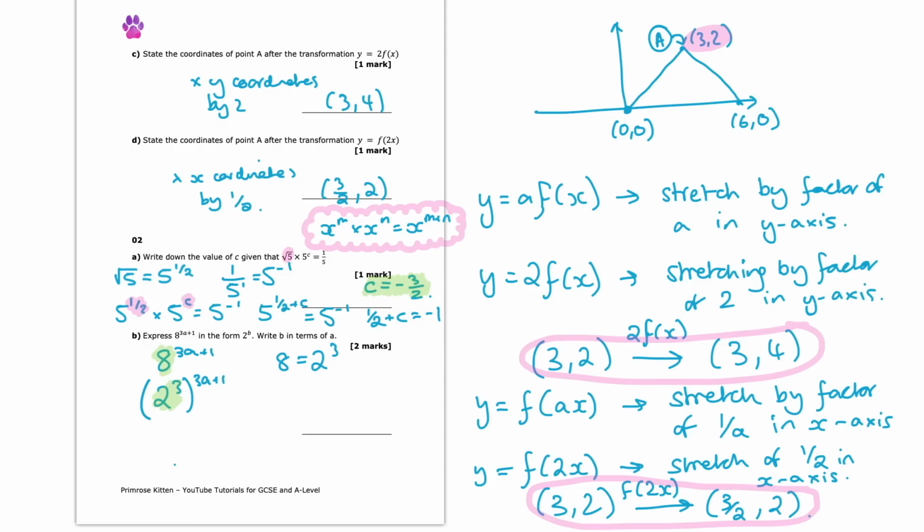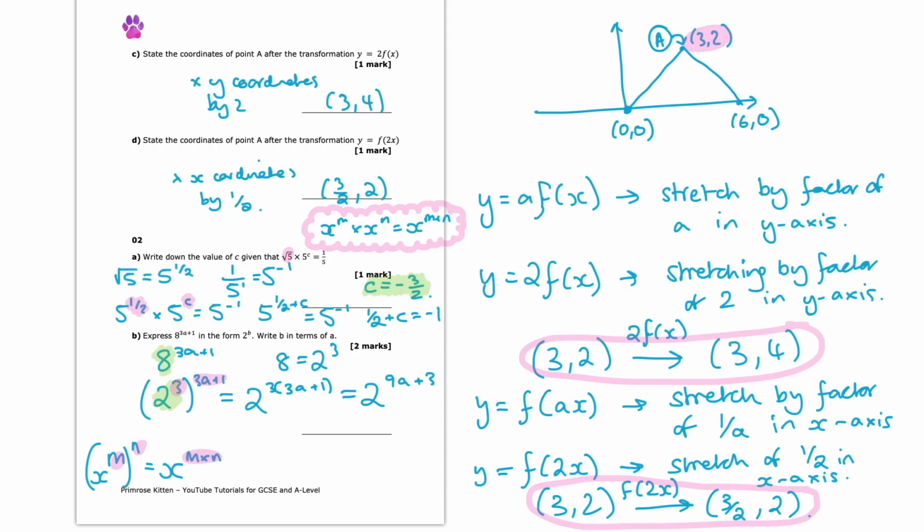What we want to use here is another tool from our index laws, and when we do the power of a power, we multiply those powers together. Okay, so what we have here is we do have the power of a power still, and so we want to multiply those powers together. So we're going to get 2 to the power of basically 3 times 3a plus 1, which we can simplify. We can multiply out those brackets and we get 2 to the power of 9a plus 3.